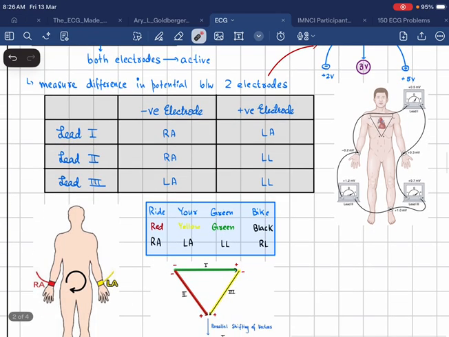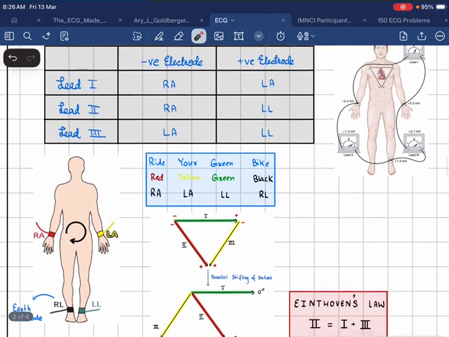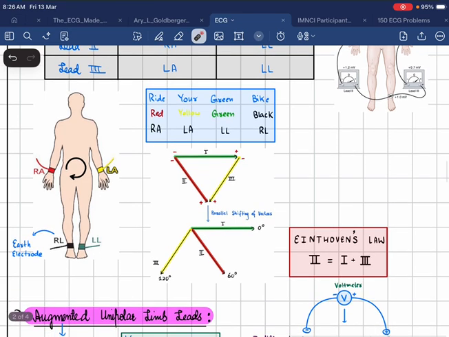You can remember it by the mnemonic "ride your green bike". It is basically the placement of these electrodes starting from the right arm in the clockwise direction. We have red, yellow, green and the earthing electrode, which is the black electrode.